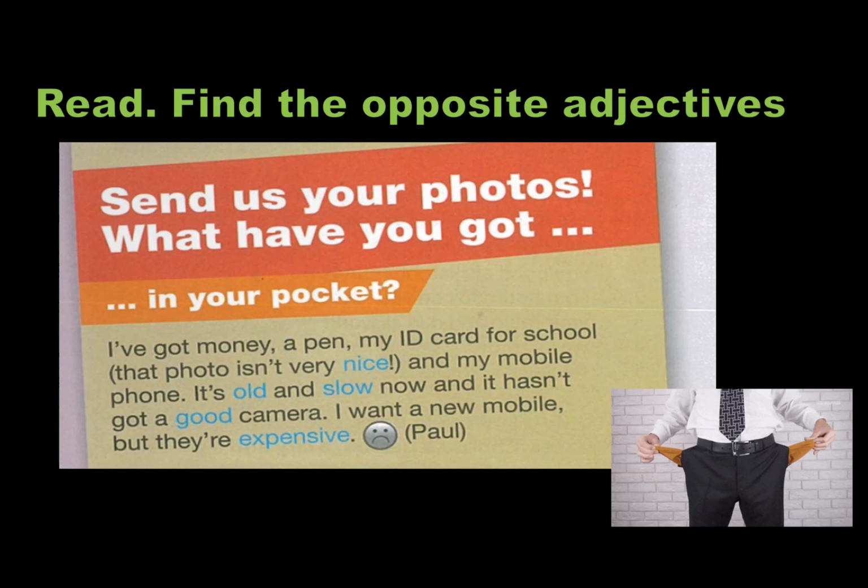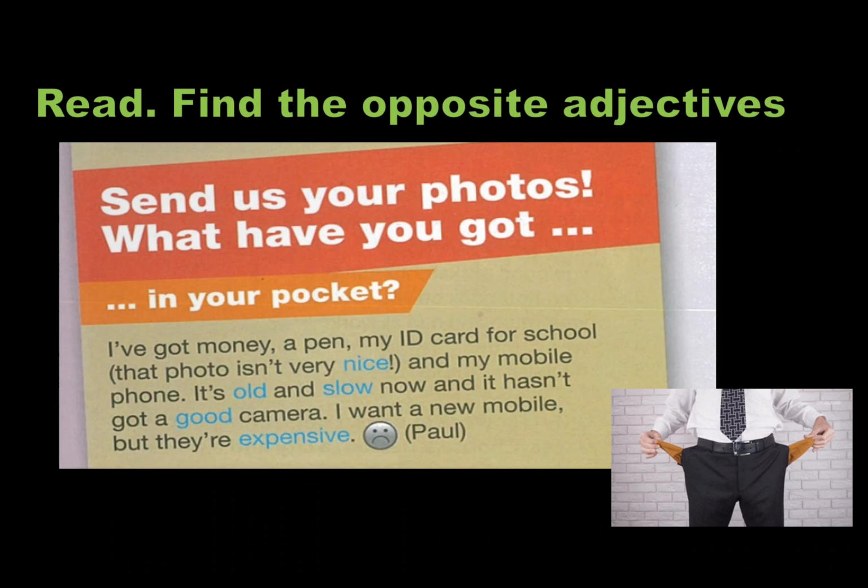Next, let's do some reading activity. After reading, find the opposite adjectives for the words in blue. Let us give it a try. Send us your photos. What have you got in your pocket? I've got money, a pen, my ID card for school. That photo isn't very nice. And my mobile phone. It's old and slow. Now it hasn't got a good camera. I want a new mobile, but they're expensive.